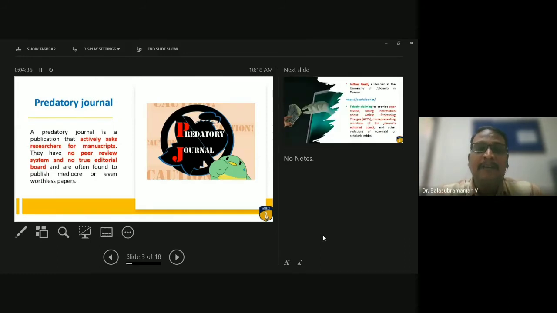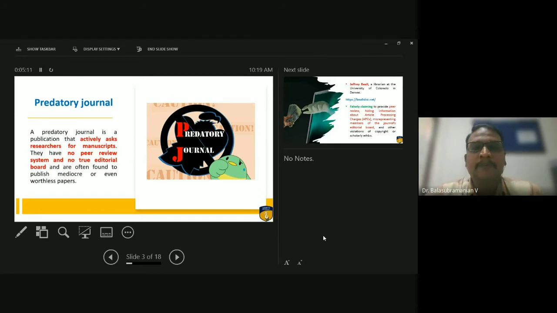So what they usually do is ask authors to submit their manuscripts. They are continuously sending mail to authors to get articles, and they will ask for an article processing charge, APC. They will ask for the article processing charge, and they don't have a peer review system.